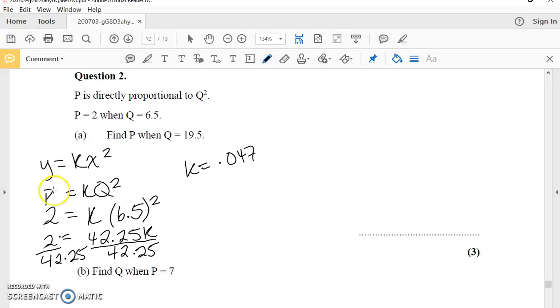I'm then going to use that to find p where q equals 19.5. So I want to know p equals 0.047 times 19.5 squared. So p equals, I get a value of 18. Works out quite nicely.